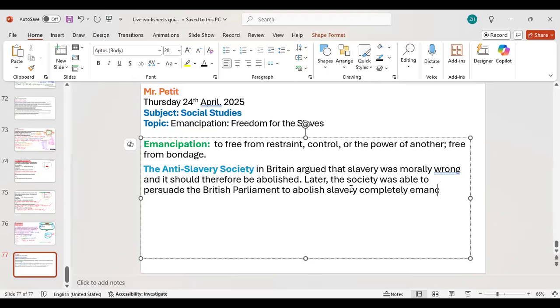Emancipating all slaves. When were slaves emancipated? On Emancipation Day. The date, child, the date. The date is 1833? Say it again. 1833. Close.